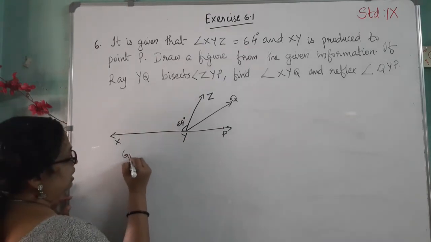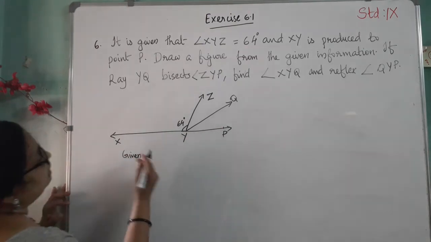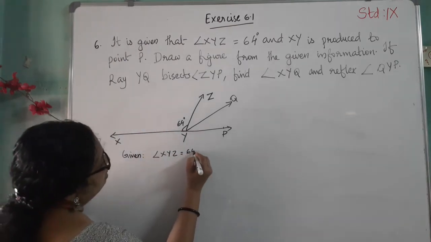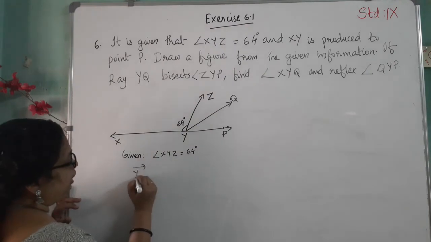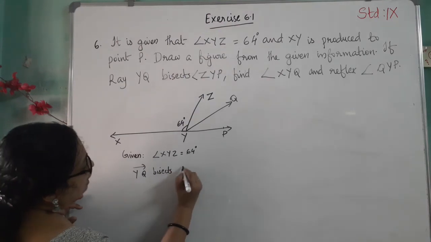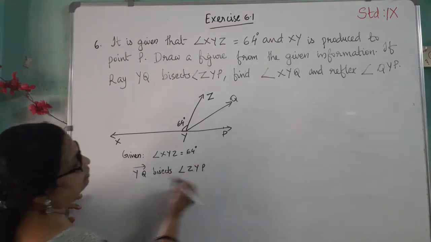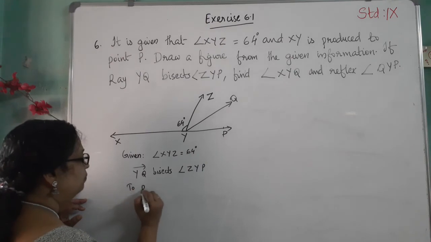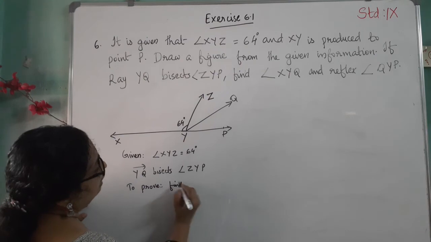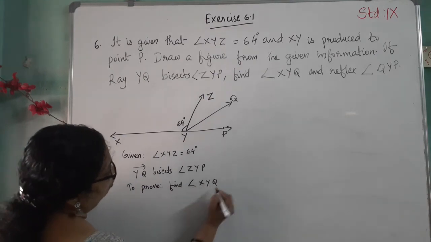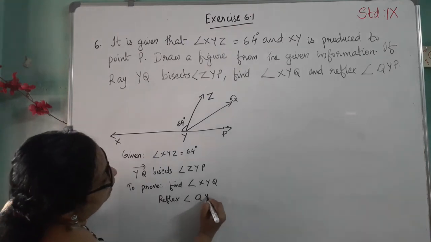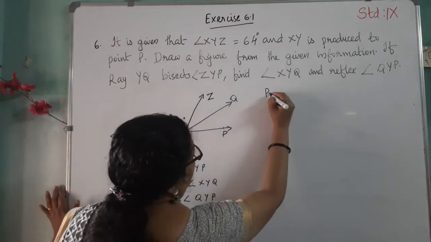So first we write what is given. Angle XYZ equals 64 degrees. Ray YQ bisects angle ZYP. This is given. Then what to prove? Find angle XYQ and reflex angle QYP. Then proof.